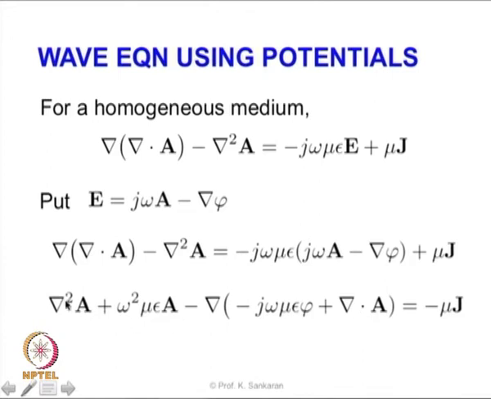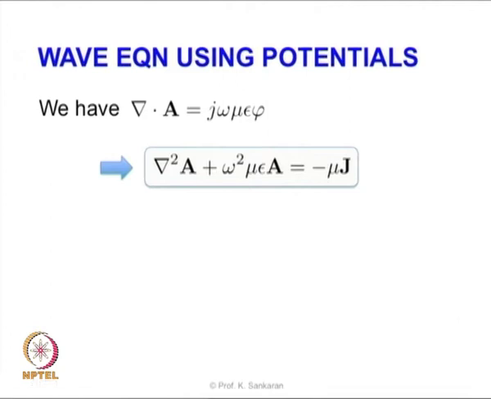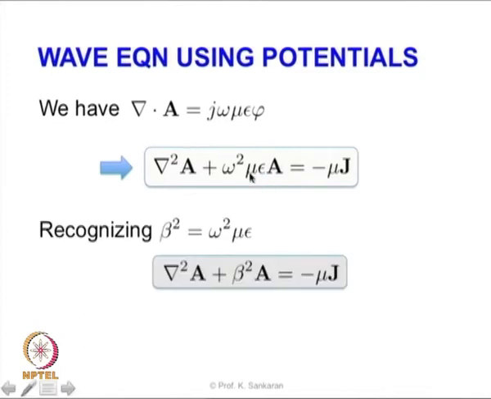What I will get is the Laplacian of A plus omega square mu epsilon A is equal to minus mu J, and that is what I have written here. And this is a wave equation using potentials. So what I have used here is directly the magnetic vector potential, and you can substitute the value omega square mu epsilon is equal to beta square.